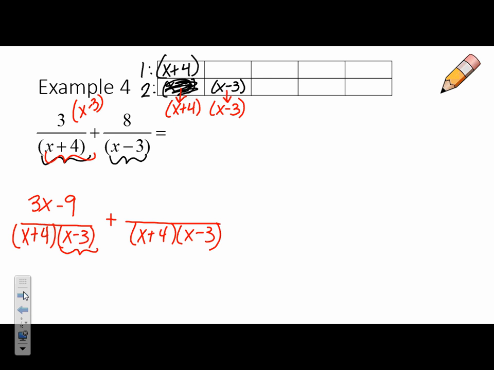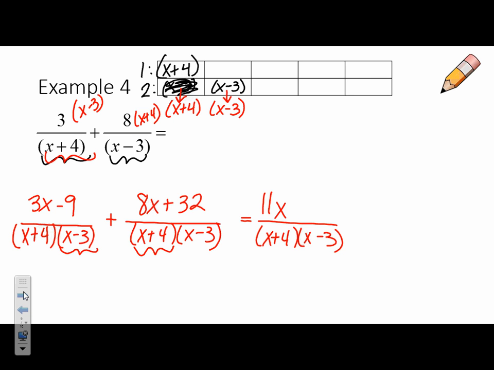Now next fraction, I had the x minus 3, but I put an x plus 4, so I need to also reflect that change on the top, making it 8x plus 32. Now adding my numerators, leaving my common denominator, x plus 4, x minus 3. We'll go ahead and add. We have 11 x's then, and negative 9 plus 32, see those constants there? We'd have a 23. So 11x plus 23 over x plus 4, x minus 3.